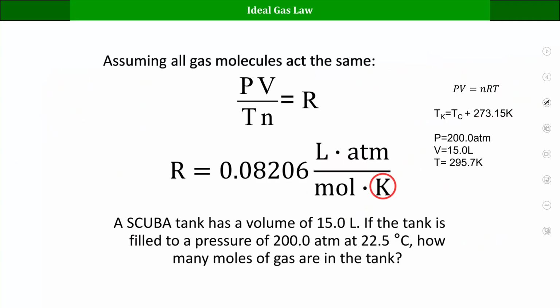Let's practice using this equation real quick, and then we'll be done for the day. A scuba tank has a volume of 15.0 liters. It's filled to a pressure of 200 atmospheres at 22.5 degrees Celsius. How many moles of gas are in the tank? We know pressure, we know volume, we know temperature, we know R.